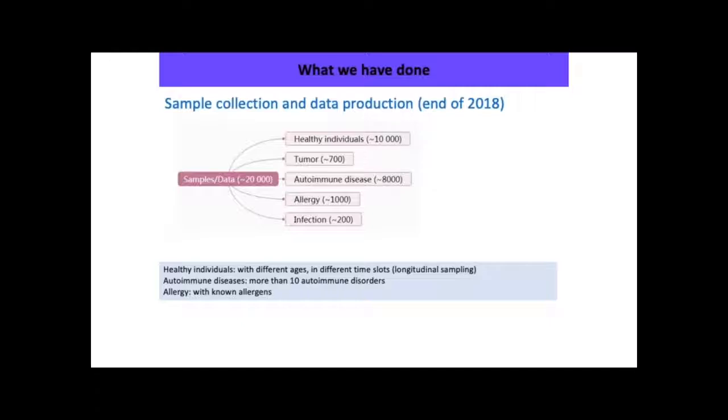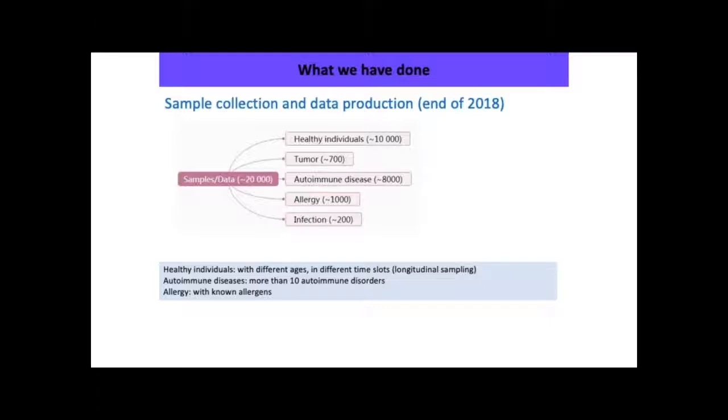So at the end of 2017, there are currently more than 20,000 samples inside the Immunome Initiative, including healthy controls, healthy individuals. For healthy individuals, we have the age and gender information, with different ages from the newborn to the elder person. And we collected these samples from different time slots, so they're longitudinal samples.